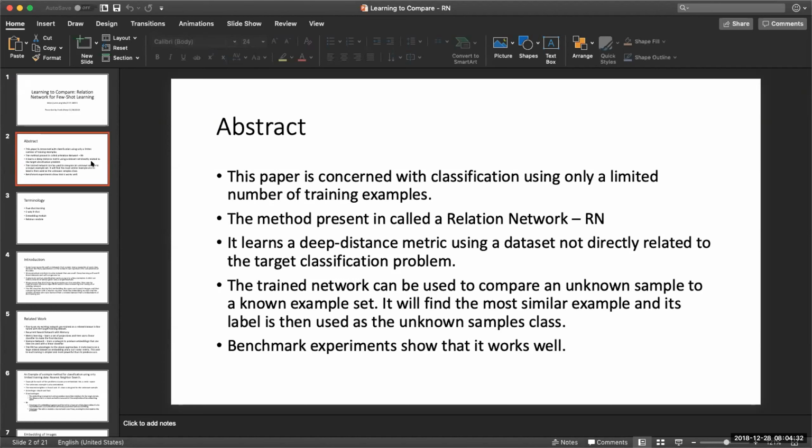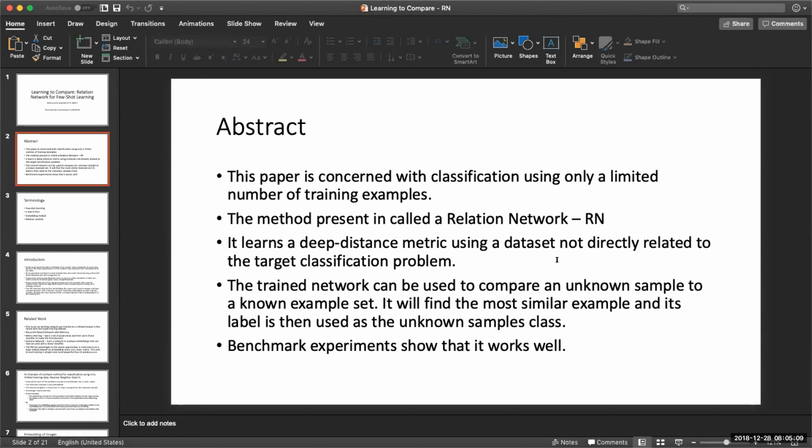It learns a deep distance metric using a data set that's not directly related to the target classification problem. So we'll talk a little bit more about the importance of that. But if it was directly related, then you would probably just use that database. The important aspect in the paper is that they want a disjoint data set.